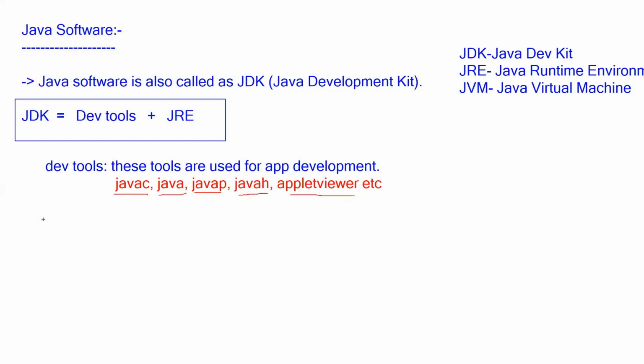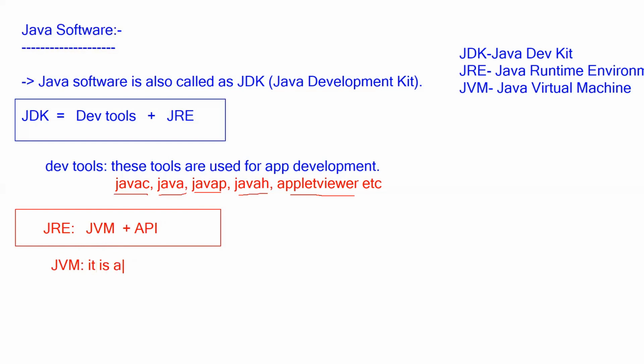What is JRE? JRE is nothing but Java Runtime Environment. It is made up of two things: one is JVM and the other is API. So this is an important component here. Okay, what is JVM here? JVM is a bytecode processor.